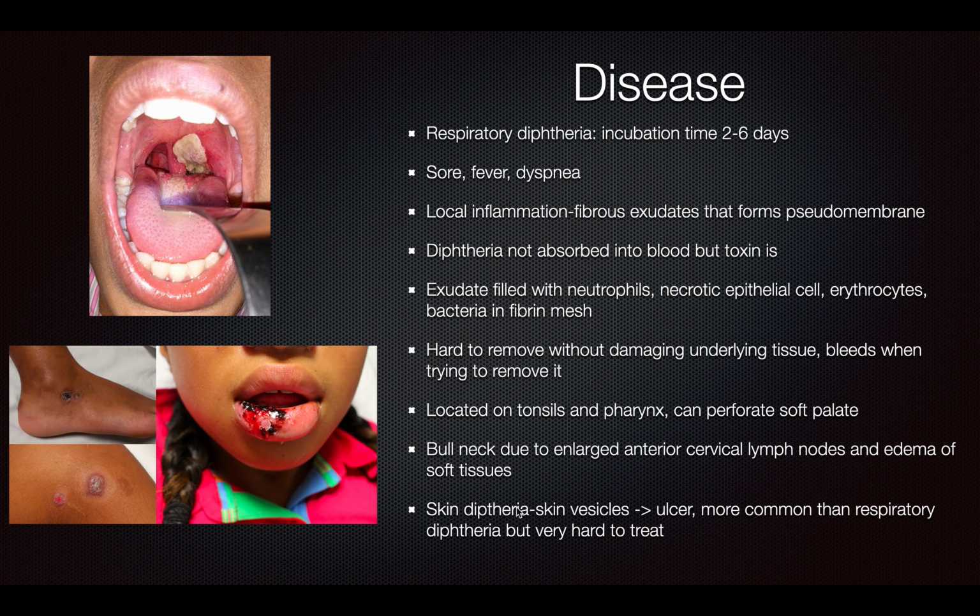There is a characteristic called bull neck due to the enlarged bilateral anterior cervical nodes and edema of the soft tissue of the neck. And skin diphtheria is going to manifest as vesicles, which eventually erupt or burst into ulcers. They are more common than respiratory diphtheria, but it's very hard to treat.